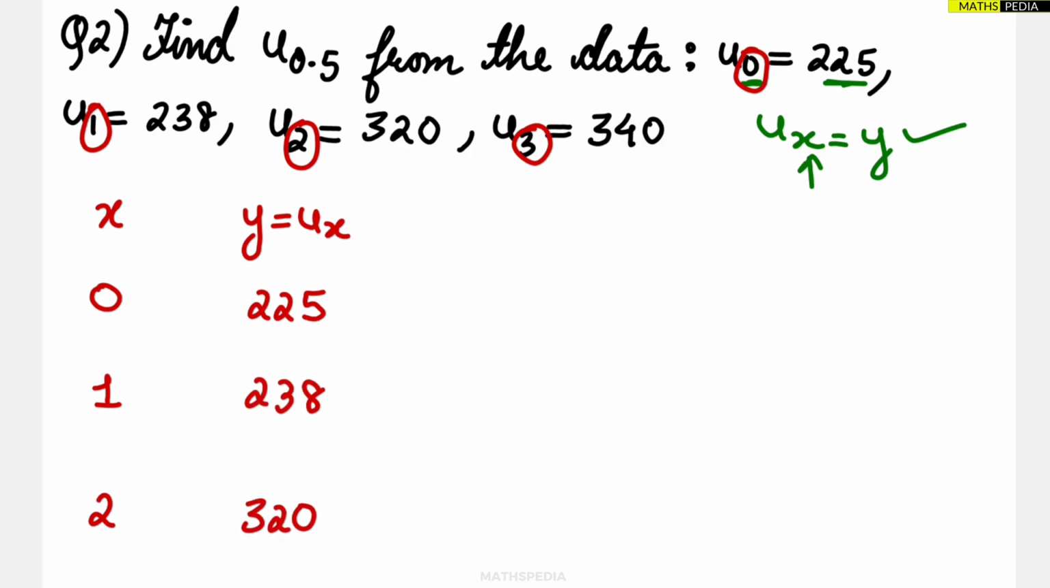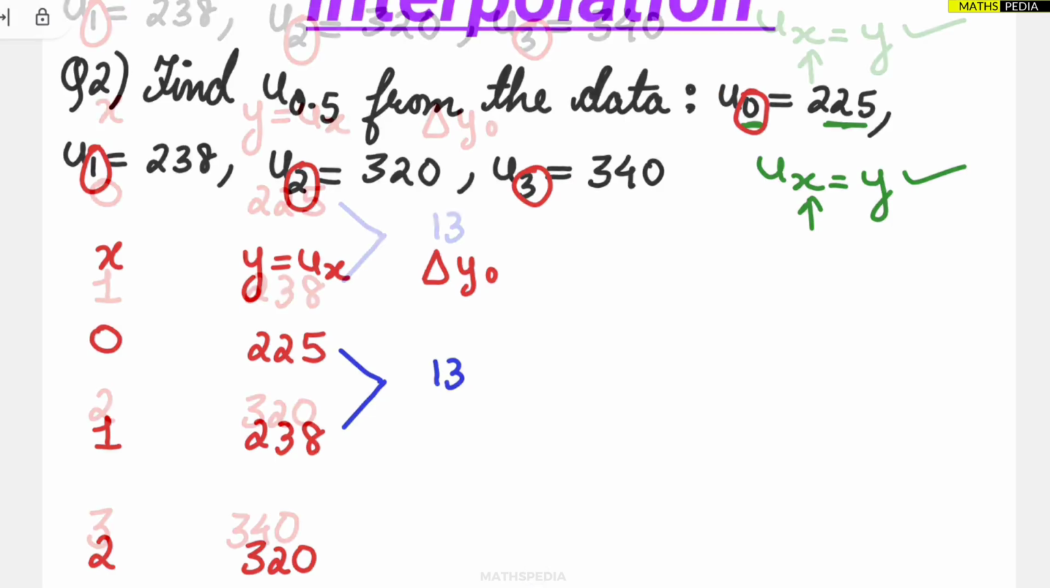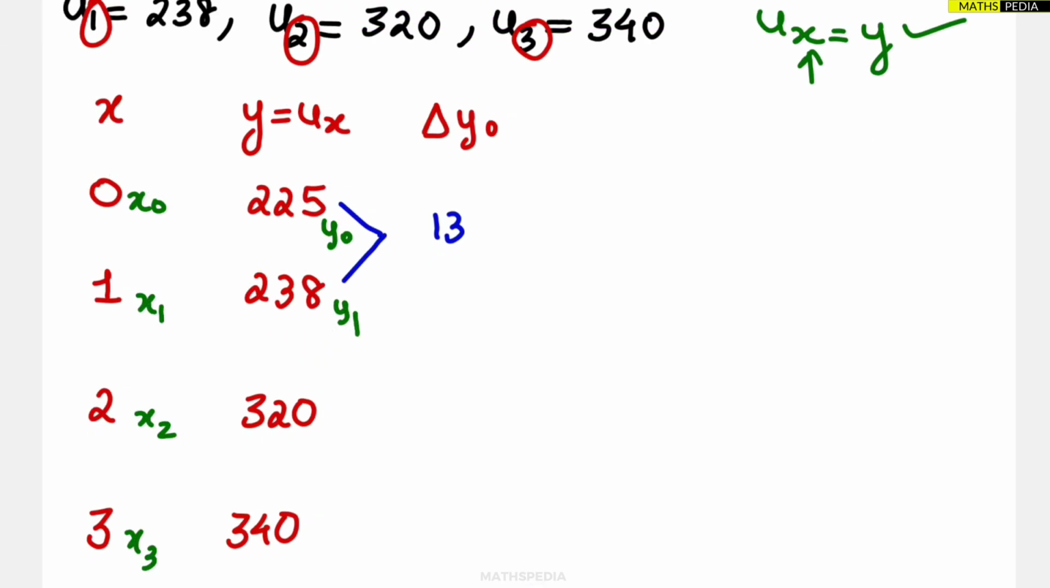Now we'll start with the first difference. The first forward difference is represented by delta y0. How to find it? Just take the difference of this and this. How much are you getting? 238 minus 225 is 13. So y1 minus y0 gives you this answer. The first value will be delta y0.